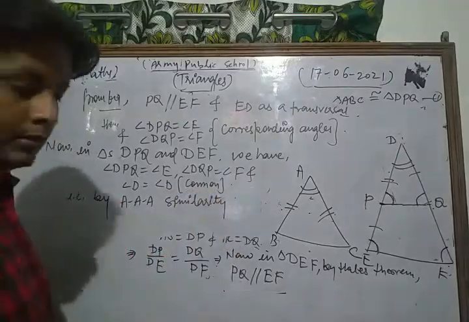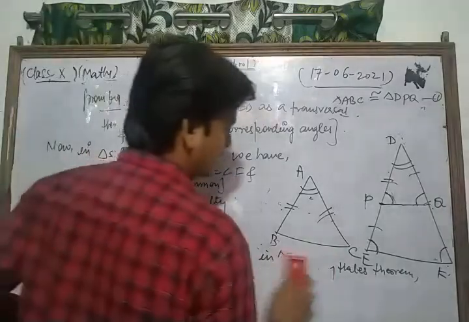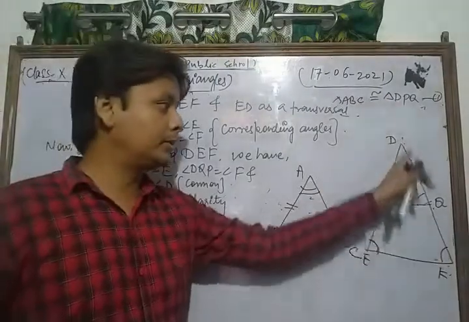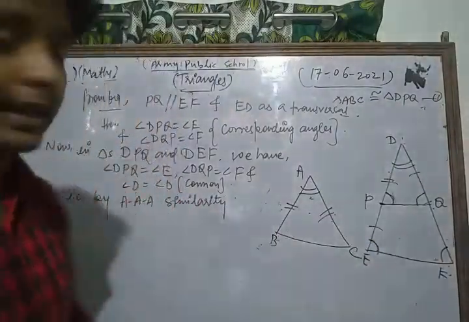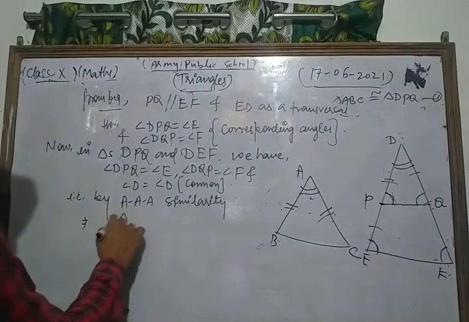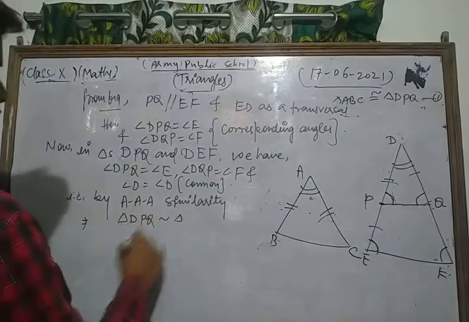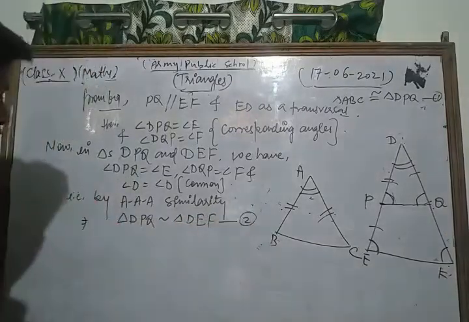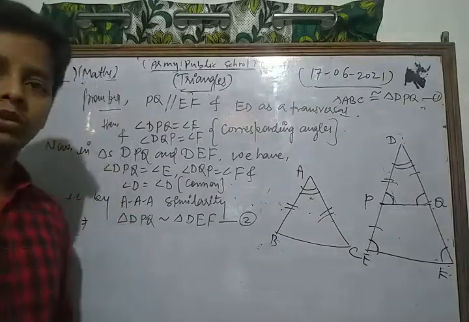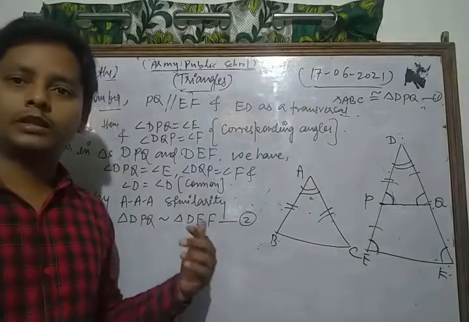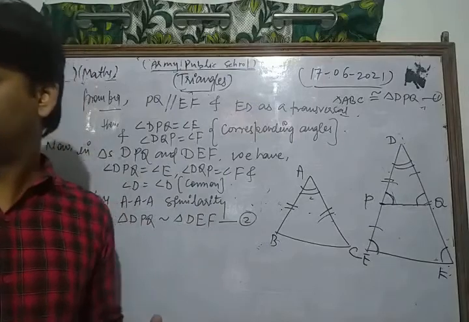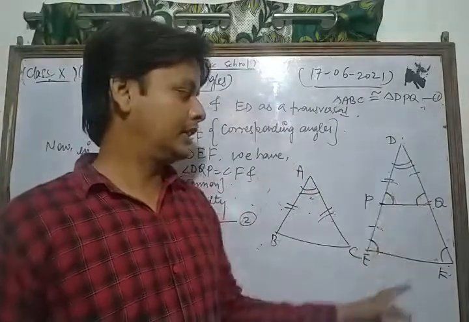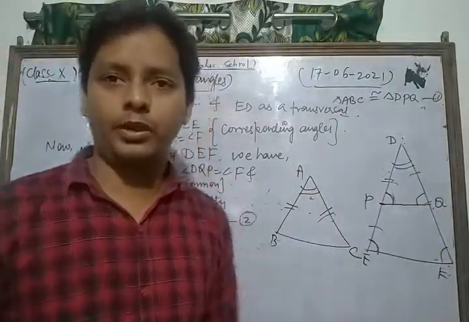Thus by angle similarity, dear friends, triangle DPQ is similar to triangle DEF. Take this as equation number 2. Is it clear, everyone? Because both are similar to each other, by the concept of angle similarity, triangle DPQ is similar to triangle DEF.